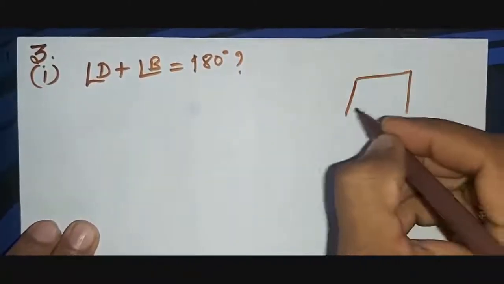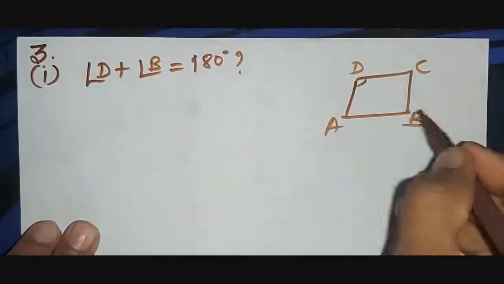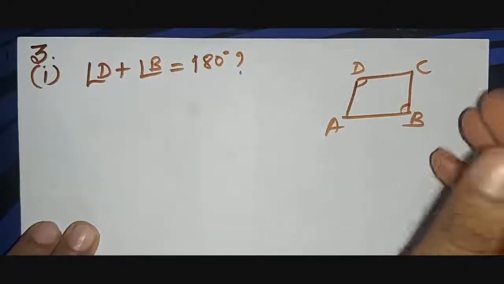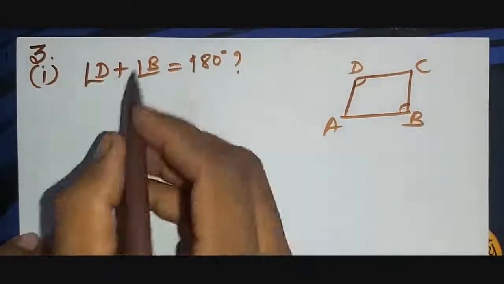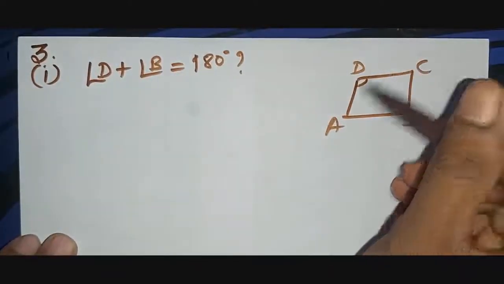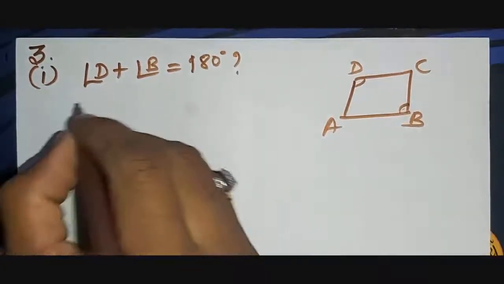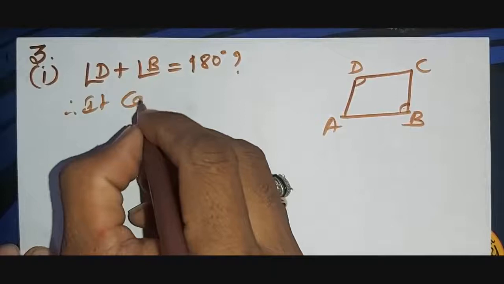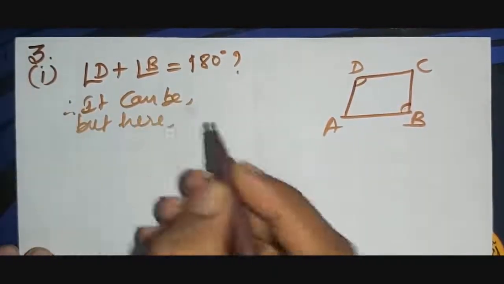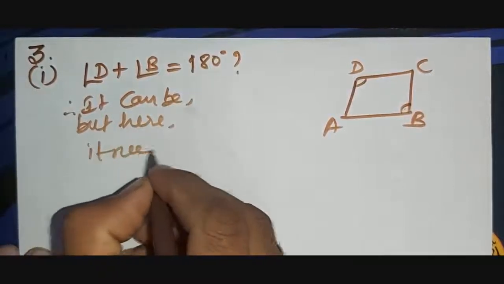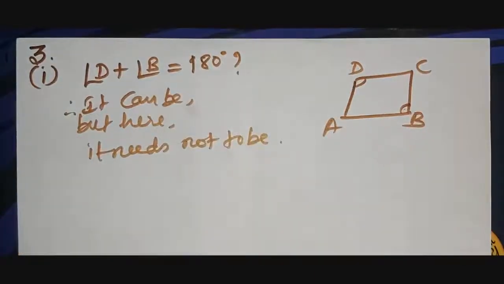I will draw a figure of parallelogram ABCD. What have they asked here? Angle B plus angle D is equal to 180 degrees. It could be, but it need not be, right? See, sometimes it is less than 180 degrees or the opposite angles are more than 180. Therefore the answer is: it can be, but it need not be.